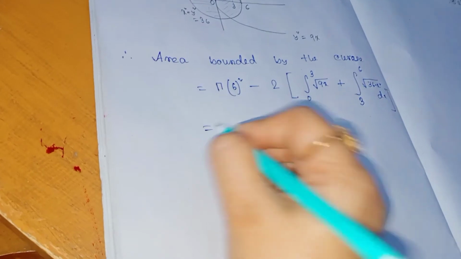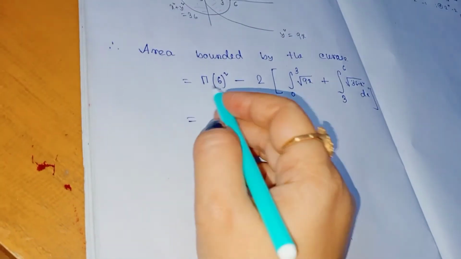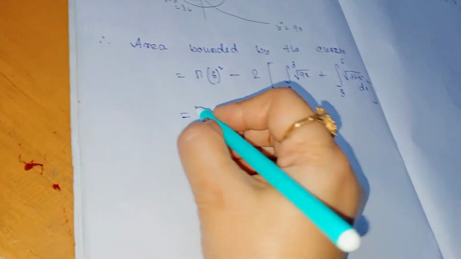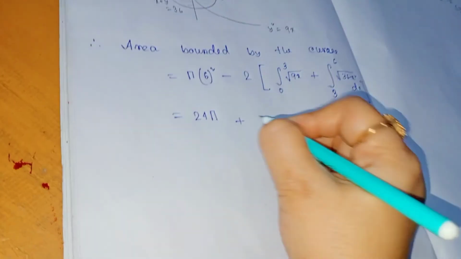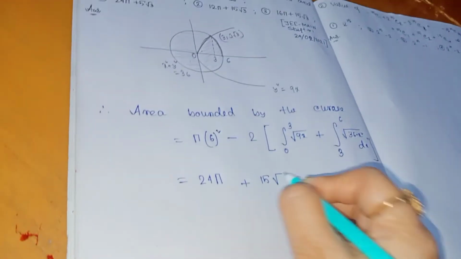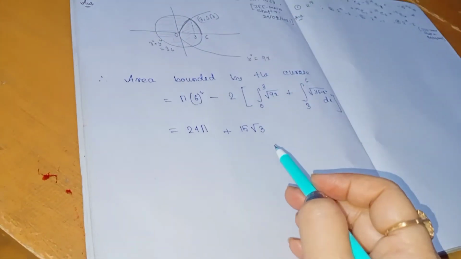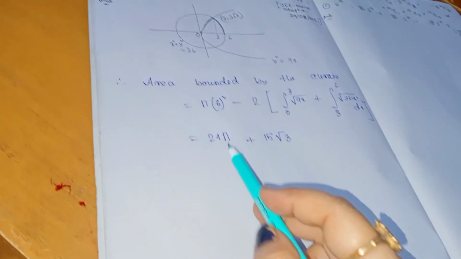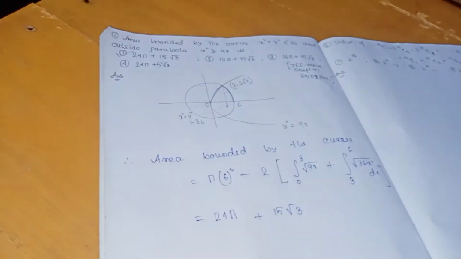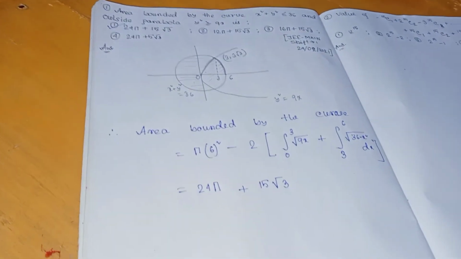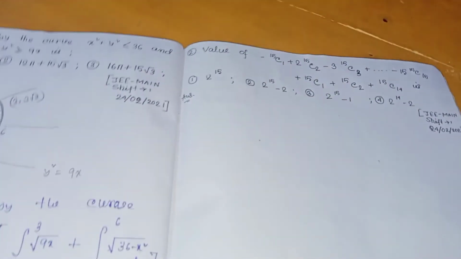When we calculate, this is a simple integration, and when we solve this, we get 24 pi plus 15 root 3. So our option is 24 pi plus 15 root 3. Option 1 is our correct choice. So here is the whole solution of question 1. Now moving to question 2.